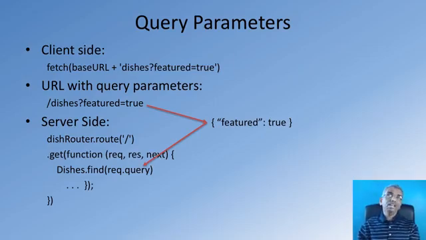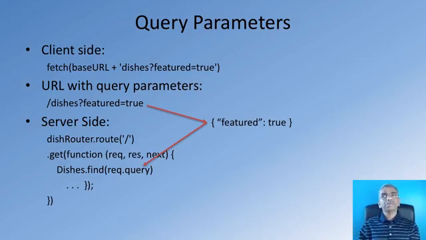So thereby, when the MongoDB is queried, then only those documents for which the feature is set to true will be extracted from the MongoDB and supplied back to us within this GET method here, and then can be returned to the client side. So this is as simple as that in handling the query parameters on our server side.